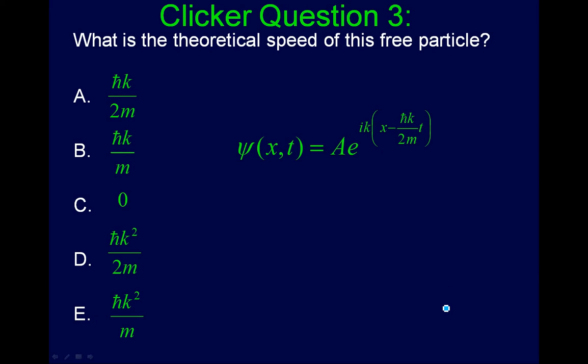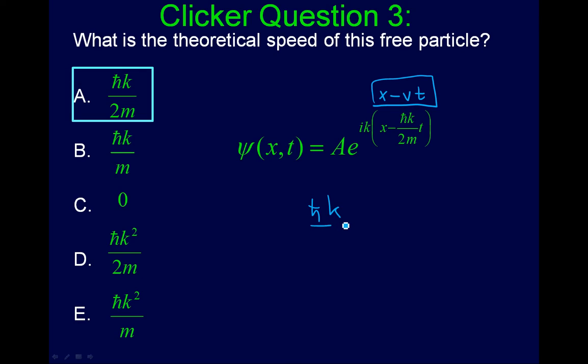Now, if you look at just this free particle state and ask what the theoretical speed is, we did this in class, and we get this here. This is just by looking at this and saying, whenever I have x minus this form, I know that that's something that's propagating, in this case, to the right. And so just by inspection, you can get that the velocity for this wave is h bar k over 2m.